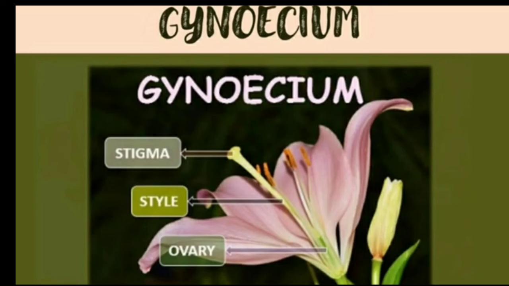Understood? So what are the four main parts? Calyx, corolla, androecium and gynoecium. Always remember this, children.